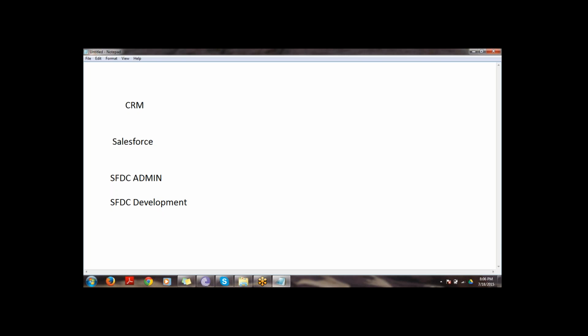Any doubts so far? No. Okay, so on the administration side, guys, we have different types of certification. First one is the admin 201 certification. Next, the sales cloud certification. Next one is the service cloud certification. And the last one is the advanced admin 211 certification. These are all the certifications available on our administration side.